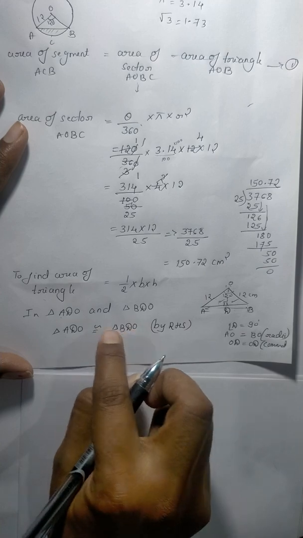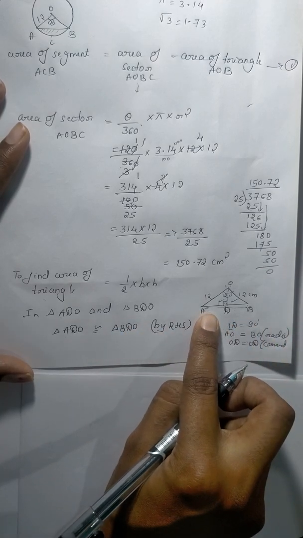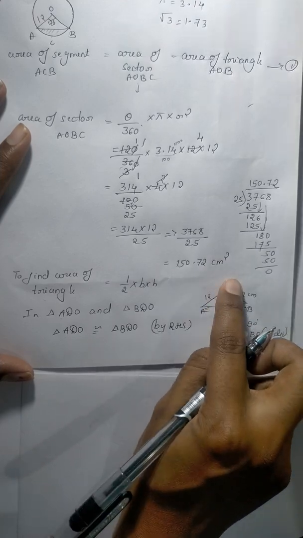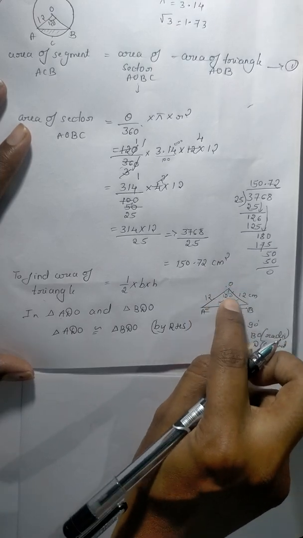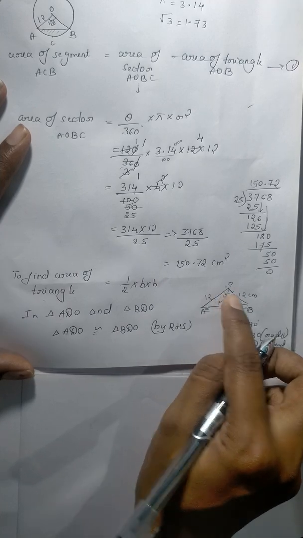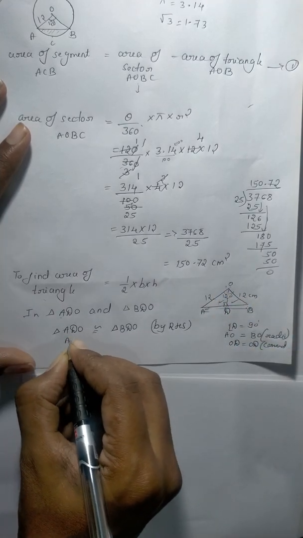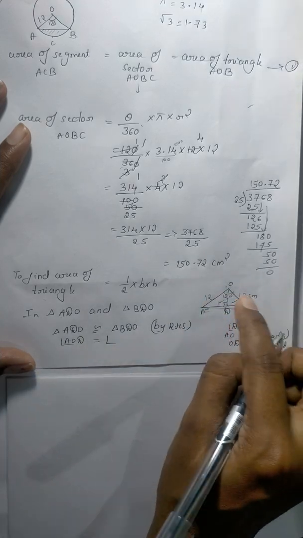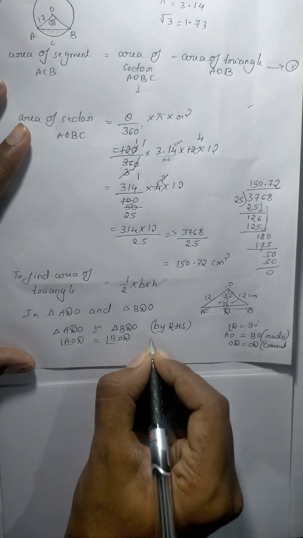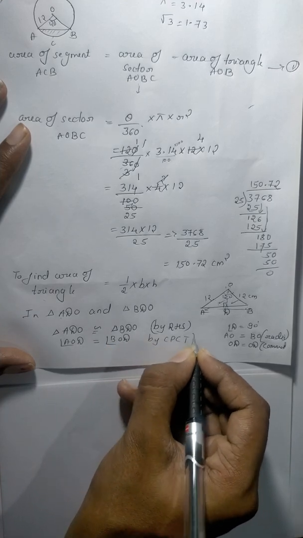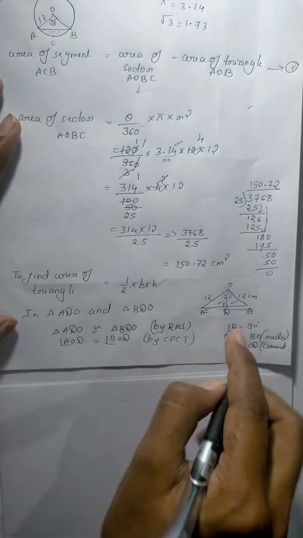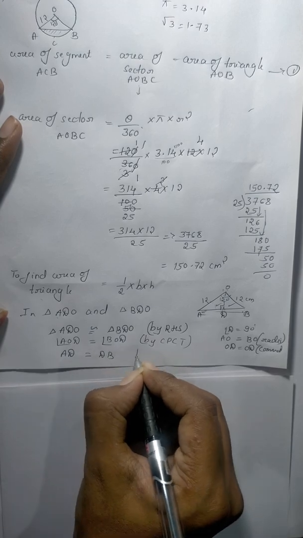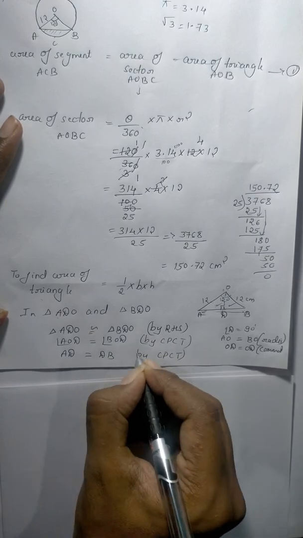Now if two triangles are congruent, then the angles will also become equal, and the sides will also be equal. Take this 120 degree angle, because it is 120 degrees it will divide equally. So we can say angle AOD is equal to angle BOD. By CPCT, whenever there is congruency, that means it is by CPCT. Then what we need, AD is equal to DB by CPCT. So this will be easy for us.